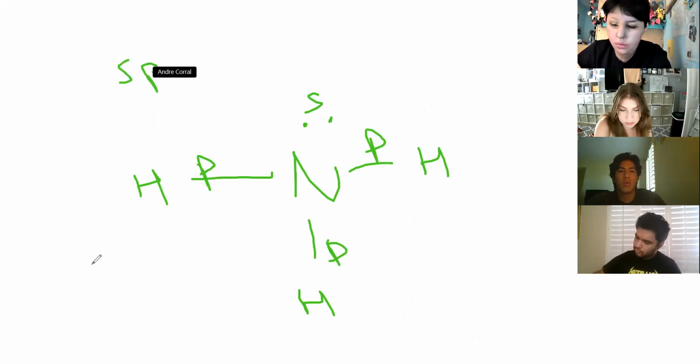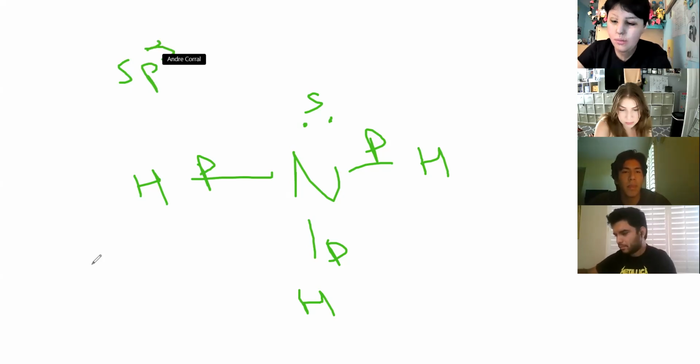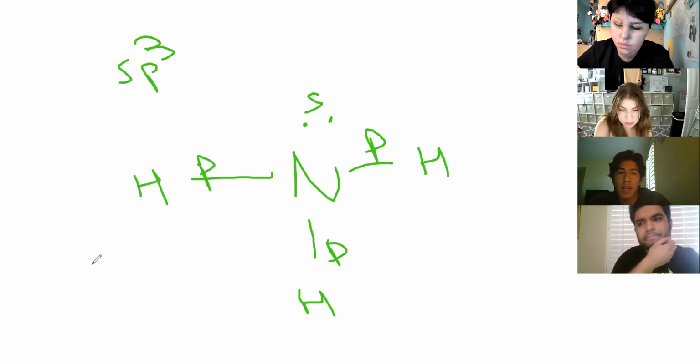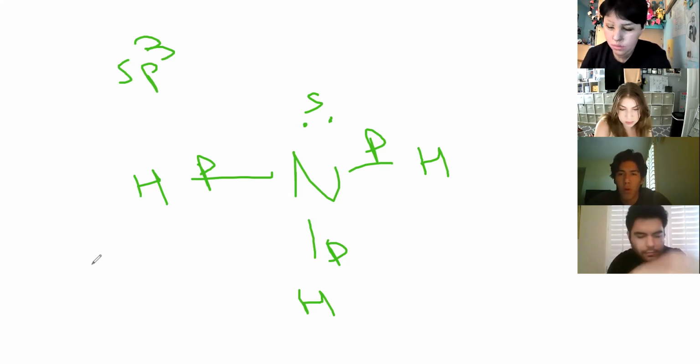Oh shoot, we're out of time already. Give me 1 second, let me just finish this one up. So yeah, sp3 hybridized. But do you notice, it has a magic number of what, for starters, if it was sp3? 4, right?